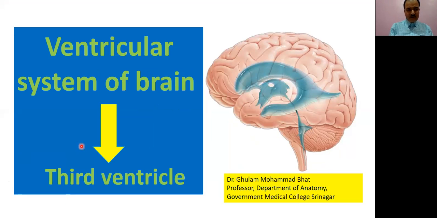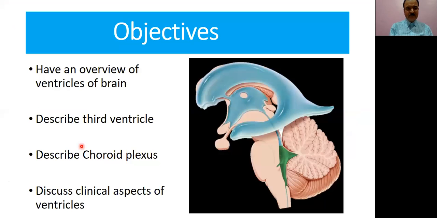Today's topic is the ventricular system of the brain in reference to the third ventricle. Learning objectives of today's class are: after the class you should have an overview of the ventricles of the brain. You should be able to describe the third ventricle, describe the choroid plexus, and discuss the clinical aspects of the ventricles.